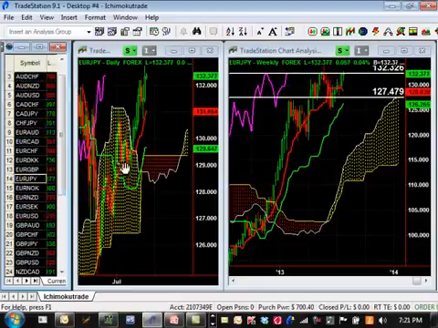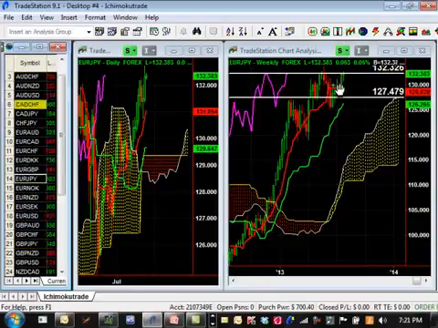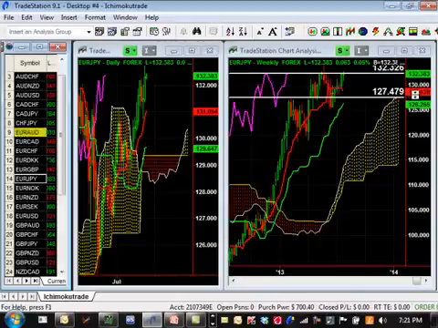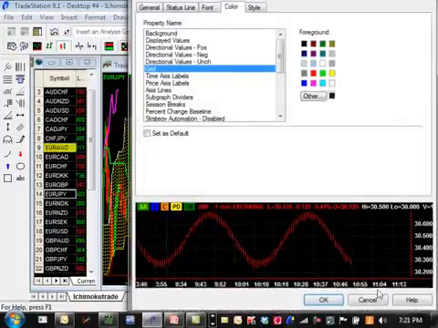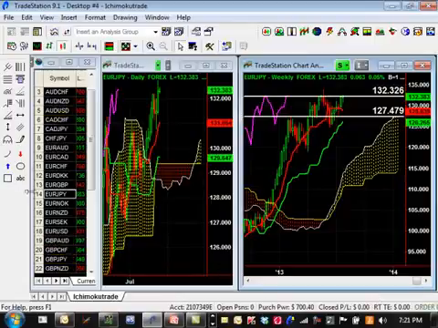Trending on the weekly, but kind of consolidated here on the daily due to this little consolidation pattern within this trend here. If you look at it here, it's butting against the resistance at 132.32. Support is going to be 127.47 moving forward.